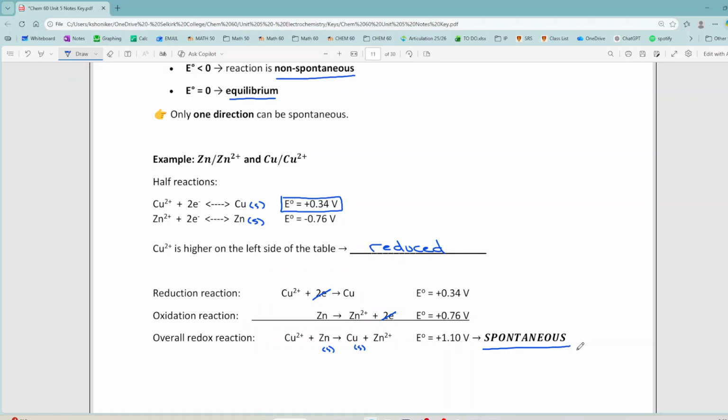Now, there are two reasons this is spontaneous. One is because we made it spontaneous. We picked the copper 2 plus to be the reduction reaction because it was higher on the table. And so we kind of forced our E value to come out as positive. So we don't always write the E value, but just know if you always pick the species to be reduced that's higher on the table, you will always get a spontaneous reaction.